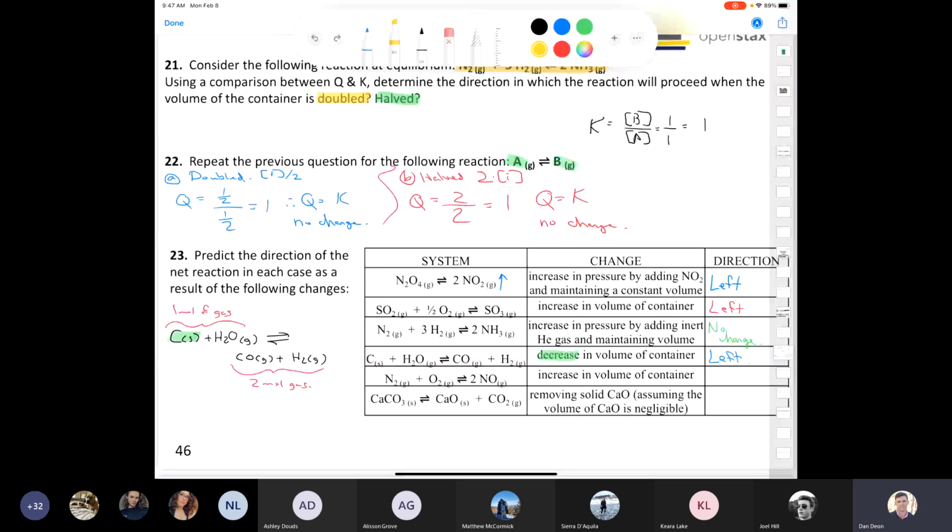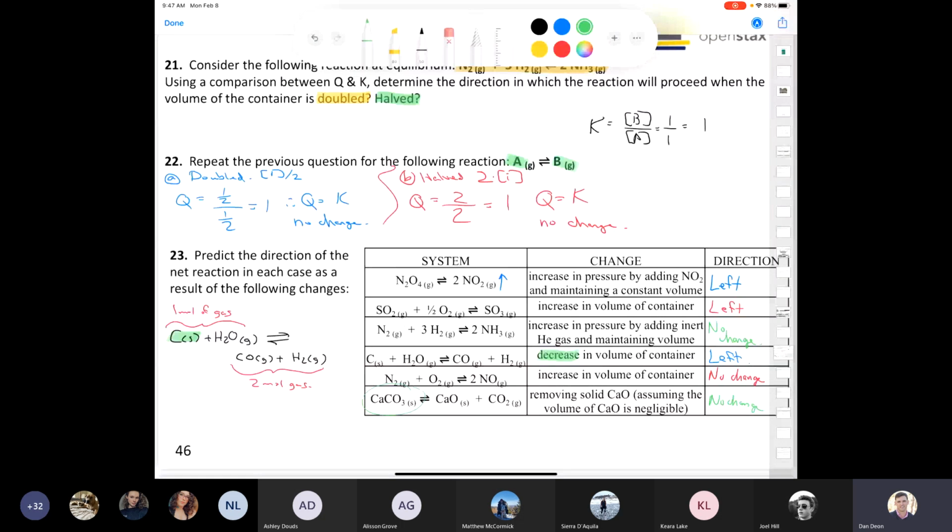All right, no change. Zilch. No change. Okay, and the last one says here, you remove solid calcium carbonate, assuming the volume of calcium oxide is negligible. No change. Yeah, if you remove a solid, it's no change. So we'll put here, where's my green pen? There we go. No change.